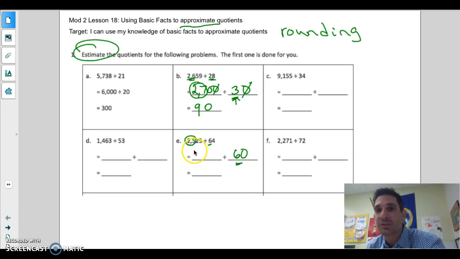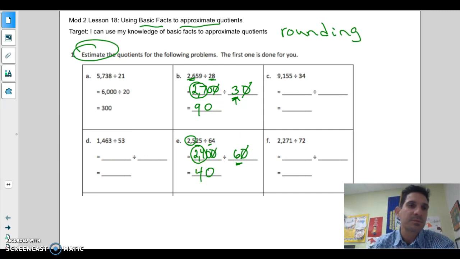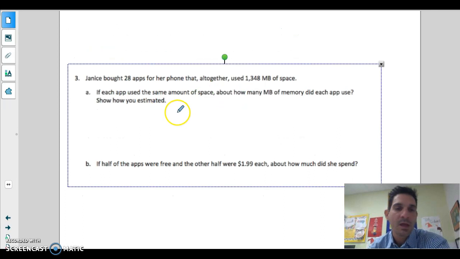Yeah, you could say, well, it's 3,000. However, there's something closer. It's 24, because 6 times 4 is 24. So it's 2,400. My basic facts are 24 divided by 6, because that's what I'm using. Basic facts. That's a 4 divided by 10. Divide by 10. You're left with 40. Okay, guys? Next problem. Number 3.